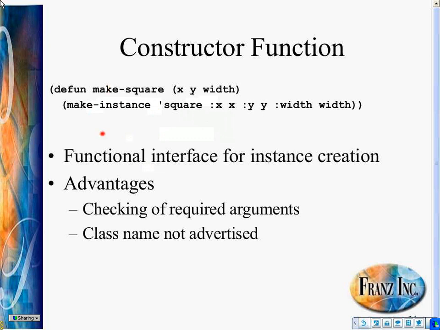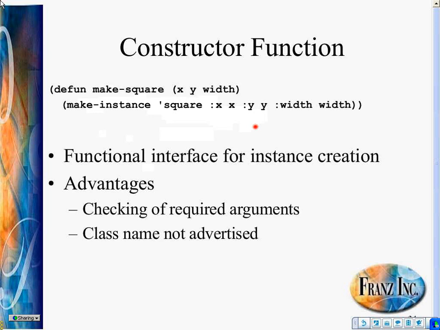Another advantage is that if you decide, all right, I'm going to redefine my class square, and instead of slots X and Y, it's going to have slots A and B. Well, then you just have to redefine your constructor function here with arguments A, B, and :a here and :b, and anywhere else that you have called make square, it'll still continue working fine.